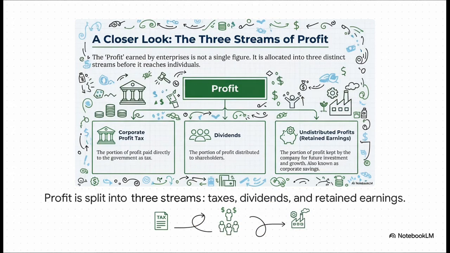Let's zoom in on that profit part for a second, because it's not like it's just one lump sum of cash. Before anyone sees a dime, a company's profit gets split three ways. Part of it goes straight to the government as corporate tax. Another part gets paid out to the shareholders. We call those dividends. And whatever's left over, that's kept by the company as undistributed profits or retained earnings to reinvest and grow the business.